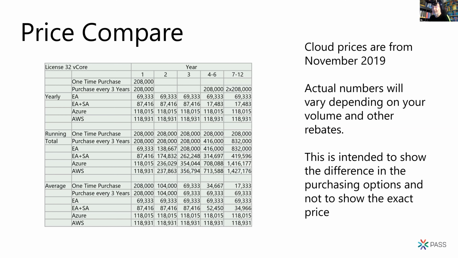If you do this another 6 years, the difference even looks different. Every 3 years, you buy another 2 times. Enterprise agreement, you keep paying. Enterprise and software assurance, you keep paying only the software assurance, and then you are down to $419,000 for a period of 12 years, which gives you an average of $34,000.